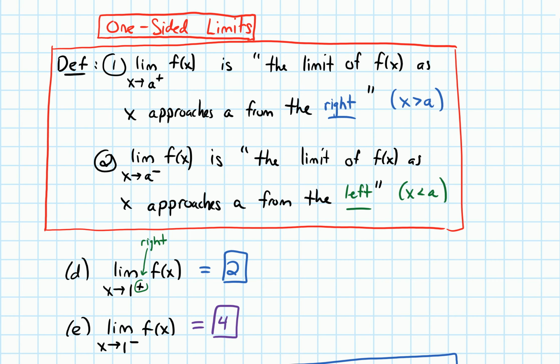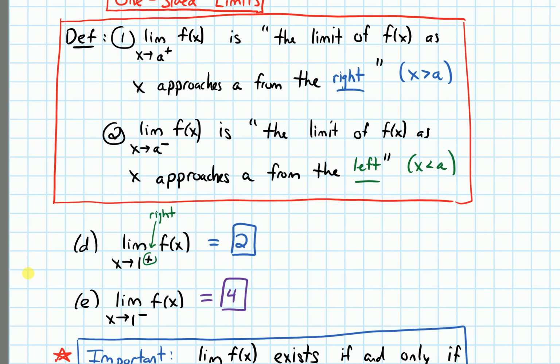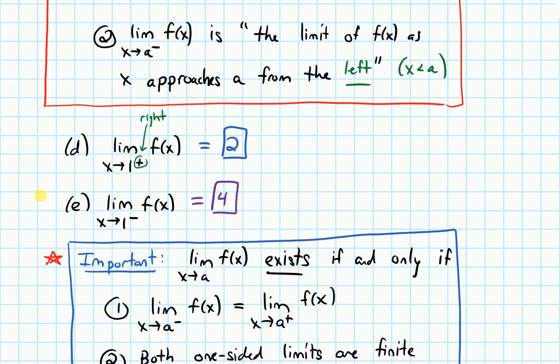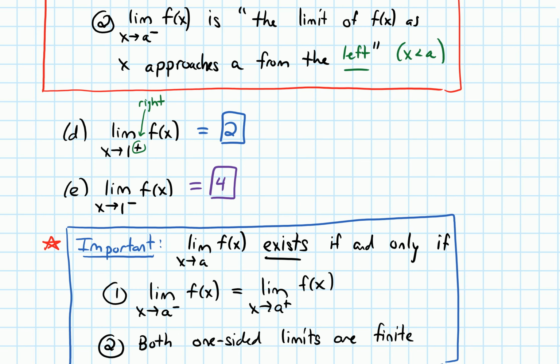So next I want to state a really important fact about one-sided limits and their connection to a limit existing or not. So it turns out that a limit as x approaches a, so this is a two-sided limit here, because there's no plus or minus written. So this whole thing is what I'll sometimes call a two-sided limit, or sometimes an overall limit or a regular limit.